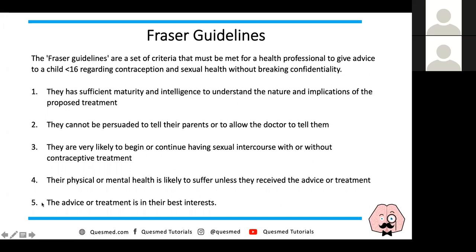Number one, they must have sufficient maturity to understand the nature and the implications of the treatment. So you'd be thinking about discussing contraception. Do they know about sex? Do they know about pregnancy? Are they mature enough to make that decision autonomously?